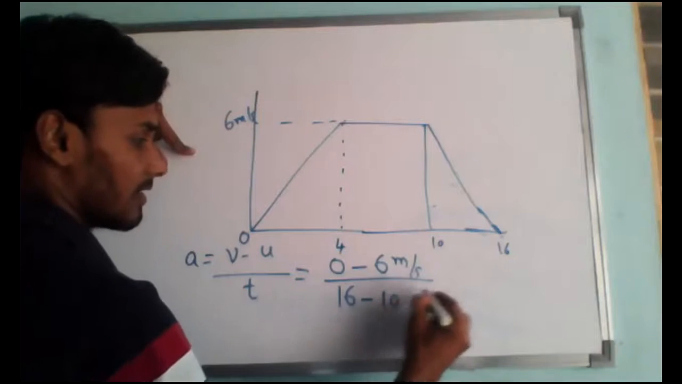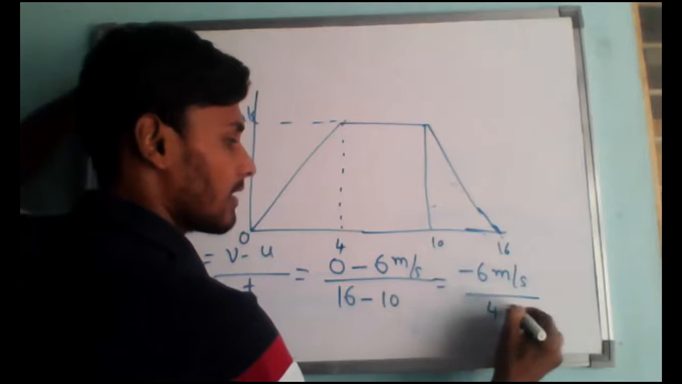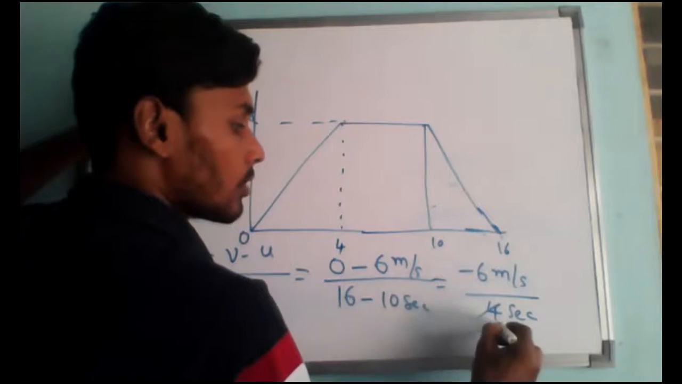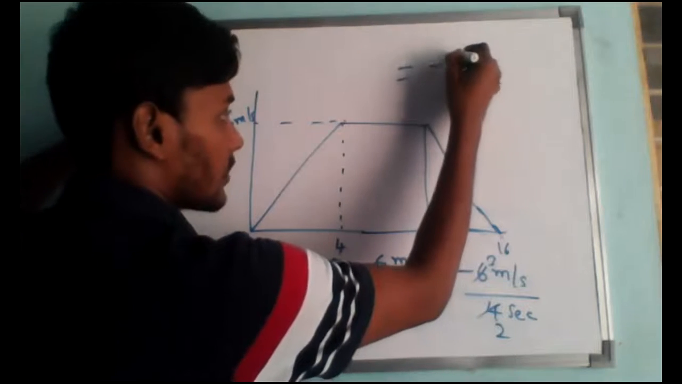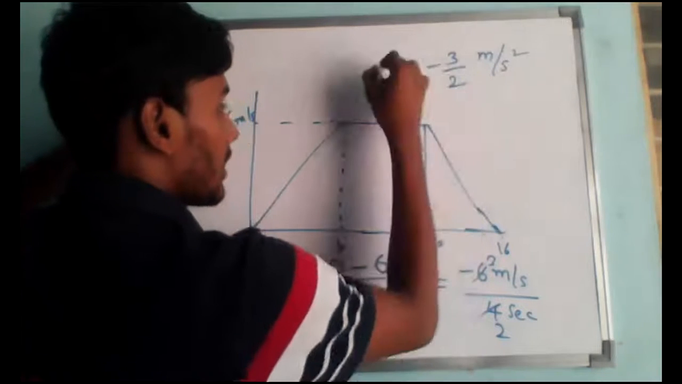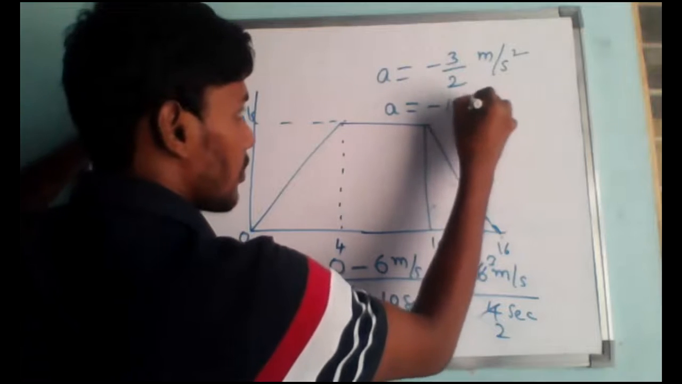16 minus 10, which is equal to minus 6 meter per second, divided by 4 seconds. So 2 3s are 6, which is equal to retardation, sorry, acceleration is equal to minus 3 by 2 meter per second square. So if you are writing acceleration, we should write what? Minus. So minus 1.5 meter per second square.